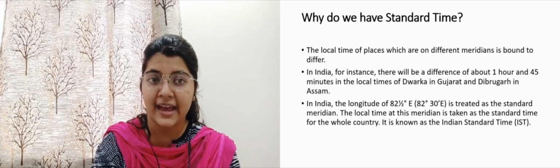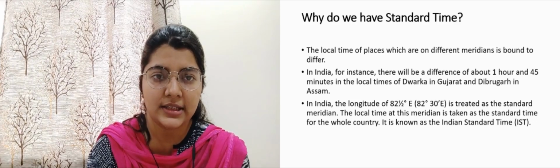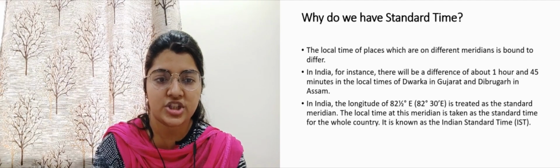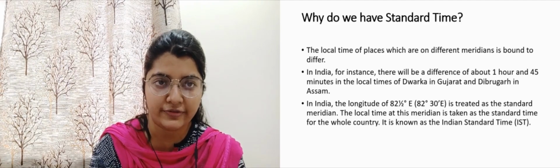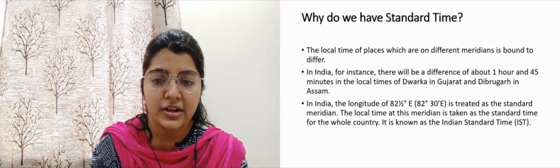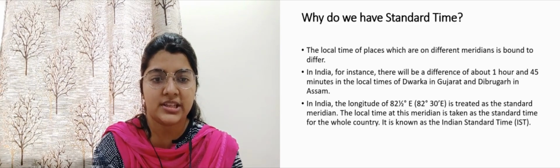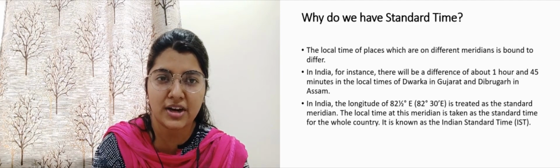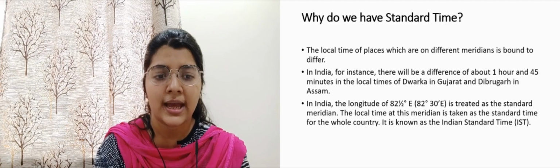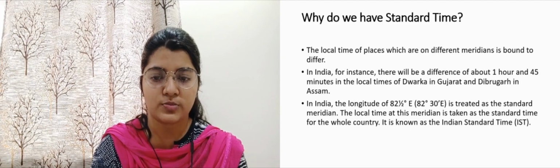So now why do we have standard time? Is there any need of any such standard time? The local time of places which are on different meridians is bound to differ. In India, for example, there is a difference of about 1 hour 45 minutes in the local times of Dwarka, which is in Gujarat, and Dibrugarh, which is in Assam.